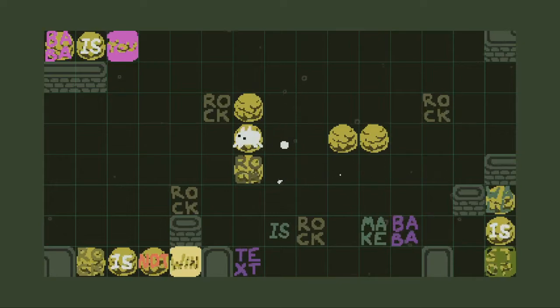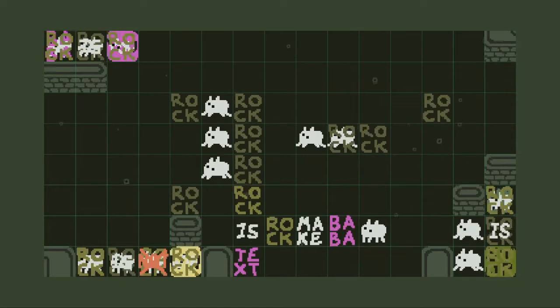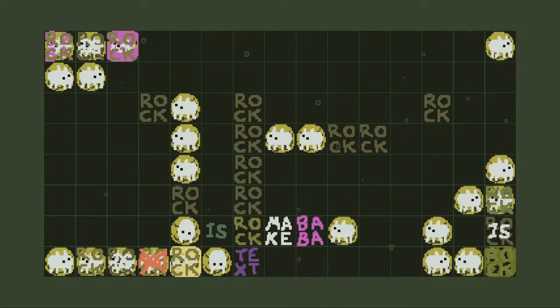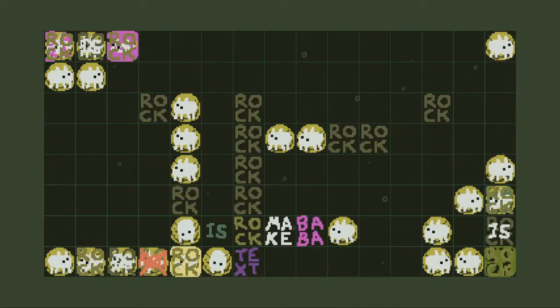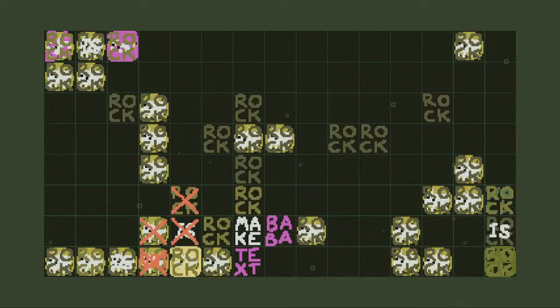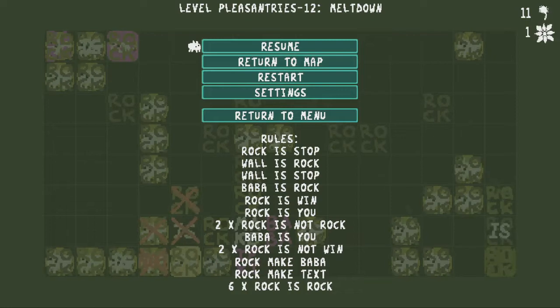I needed to already have this word rock over here. Okay, so let's try pushing to the left. Rock makes Baba. Great. Rock is text. Great. A bunch of things happened there. There's still rocks and Babas to the left of this, and so if I push to the left, I should say rock is win. I did say rock is win, and there are rocks, so why did this not work?